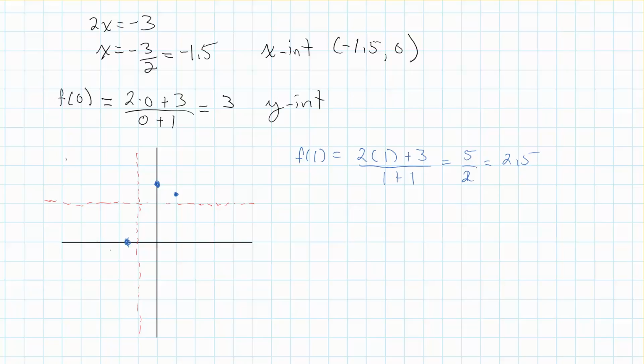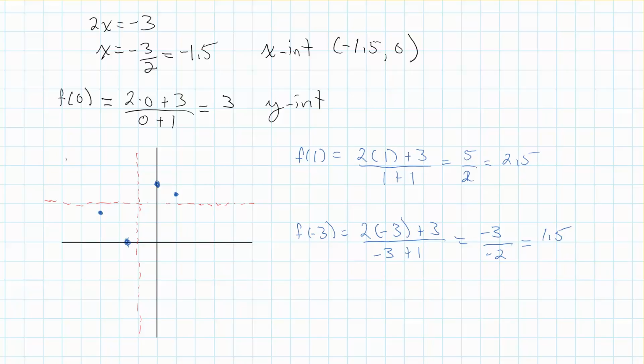Let's just go ahead and do, instead of -2, let's do -3. So f at -3 would be 2 times -3 plus 3 over -3 plus 1. So this would be 2 times -3, -6 plus 3. That would be -3 over -2, which is positive 1.5. So at -3, I'm at 1.5, which is right here.